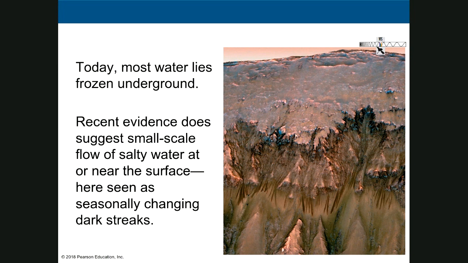Again, today most of the water lies frozen underground. And recent evidence suggests, but that's a suggestion, not conclusive, that there is small-scale flow of salty water at or near the surface here, seen as seasonally changing dark streaks. So there might be some flow, but if there's no surface water, there's unlikely to be bacteria. So we'd want to find pockets of liquid water, and then we're hoping we can find traces of bacteria.